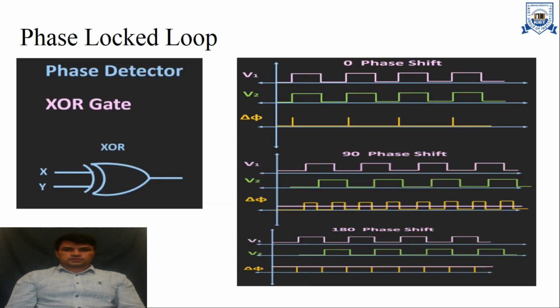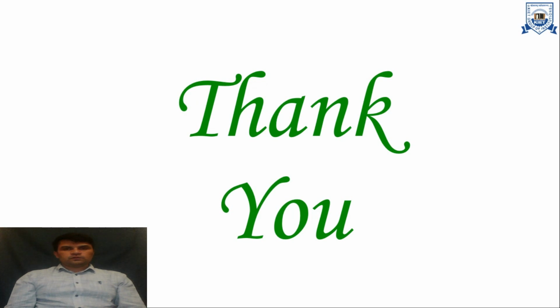Here is the example of a phase detector. An XOR gate is used as a phase detector. Let the V1 voltage be this, the V2 voltage be this. There is no phase difference between V1 and V2, so we can say zero phase shift. When here is our V1, here is V2, there is a 90-degree phase shift, and in this case the phase difference is 180 degrees. This is all about phase lock loop.